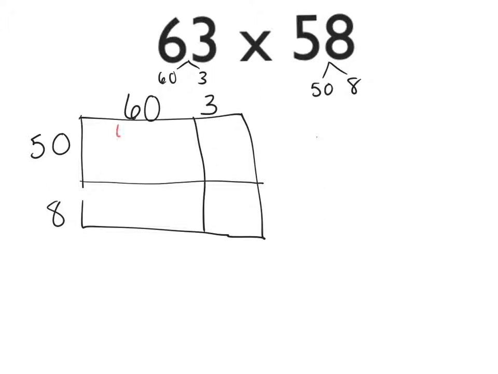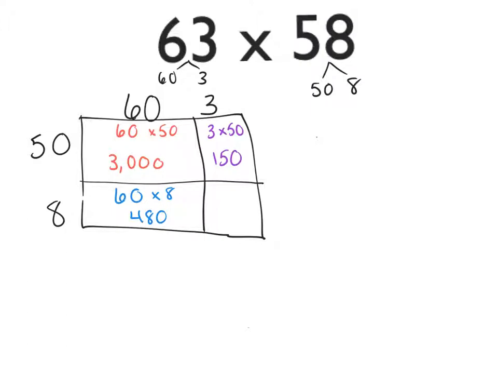So in this one, I should be thinking 60 times 50. Well, I know 6 times 5 is 30, but I also have that 100 to think about. So this would be 3,000. Okay, next I have 3 times the 50, and that is 150. Okay, and then we have 60 times 8. So 6 times 8 is 48, so it's actually 480.